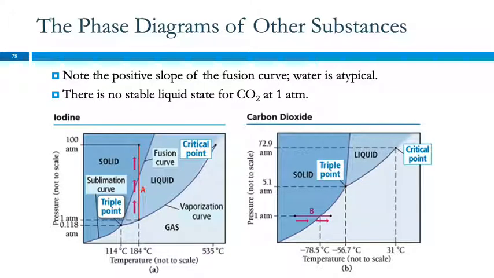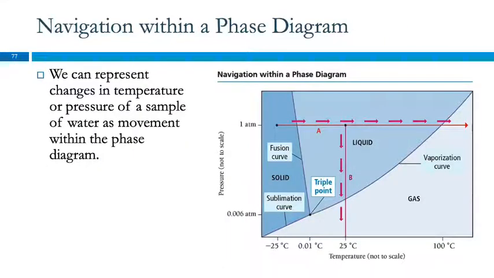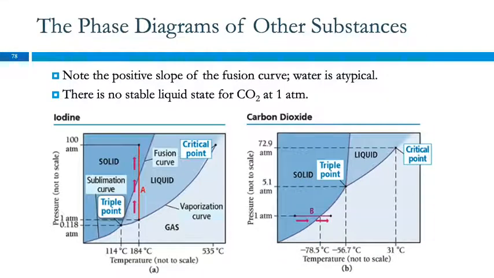Different substances have different shaped phase diagrams. Water is kind of weird in that this fusion curve has a negative slope. That's not typical. Here we've got iodine and carbon dioxide, and we see this fusion curve has a positive slope for both of these. Carbon dioxide is weird because here's atmospheric pressure way down here.